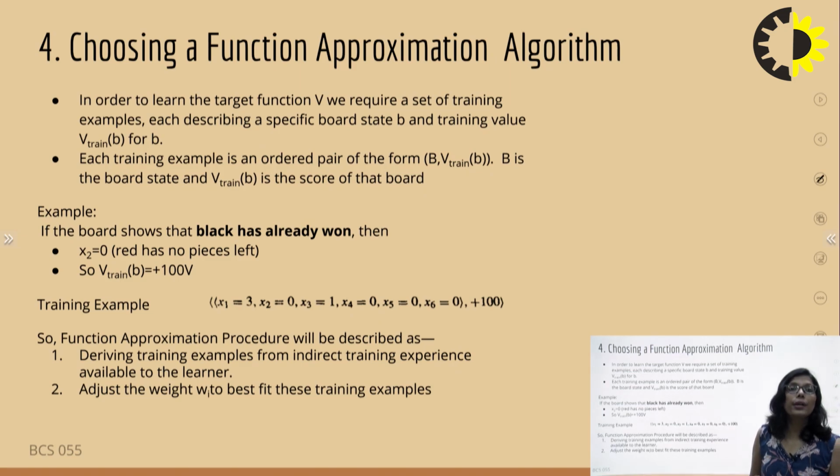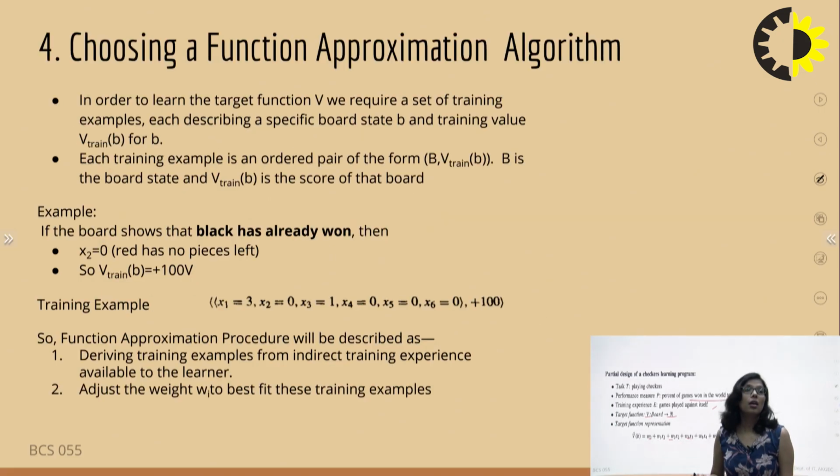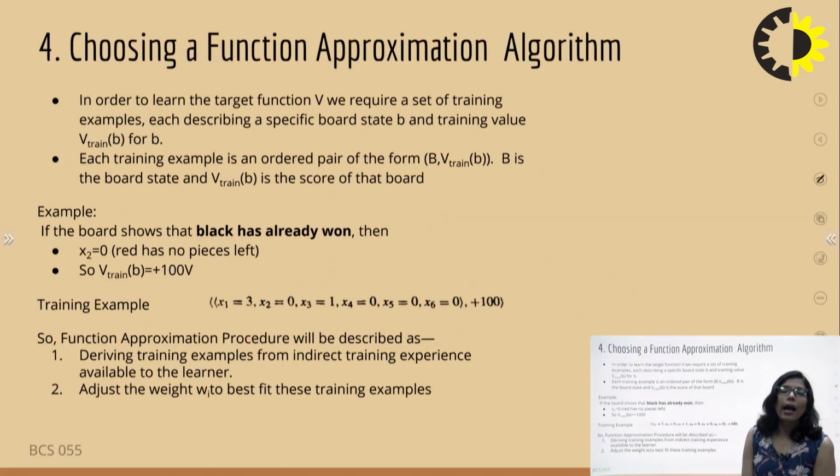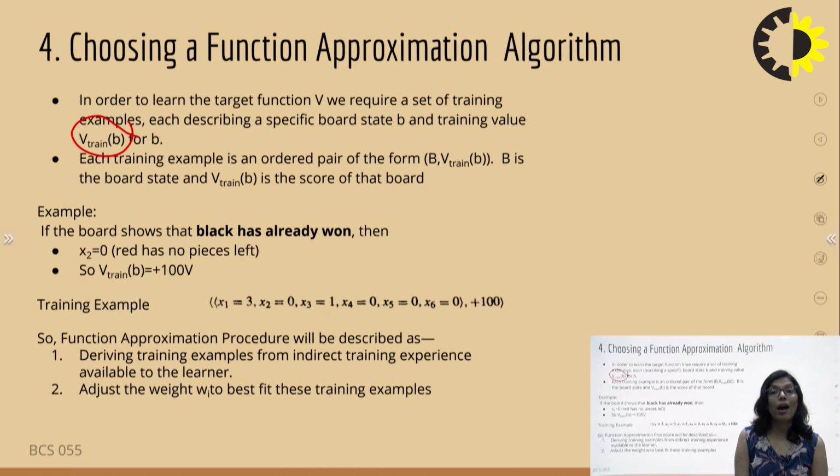Now, how are we going to learn these weights? For that I have to use my training examples. For training examples, I have to have a V_train value for each of the training examples I have. I only have games with me. I have a game trail with me.